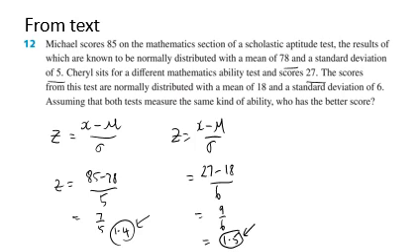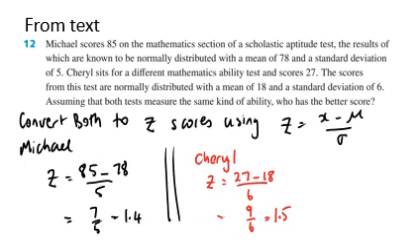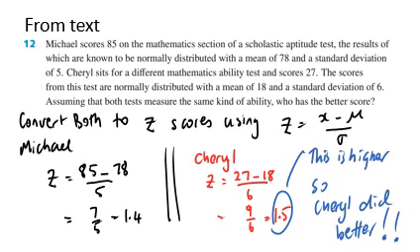Suffer. There it is. This is just showing the same thing, showing that Cheryl did in fact beat poor old Michael. And yes, so as already confirmed, the higher the z-score, the better, and so Cheryl did better.